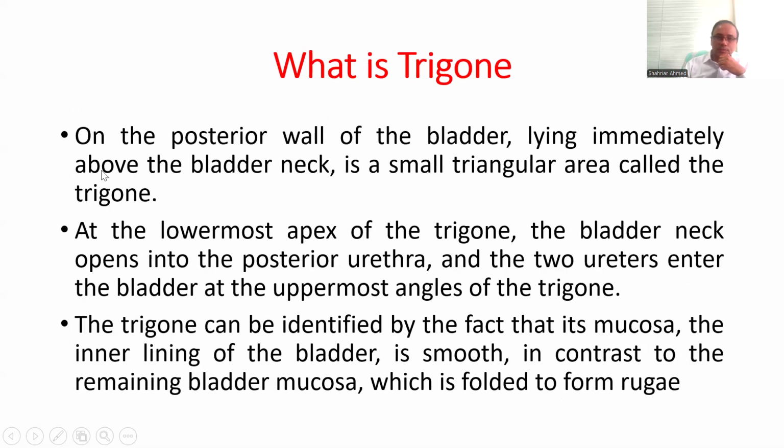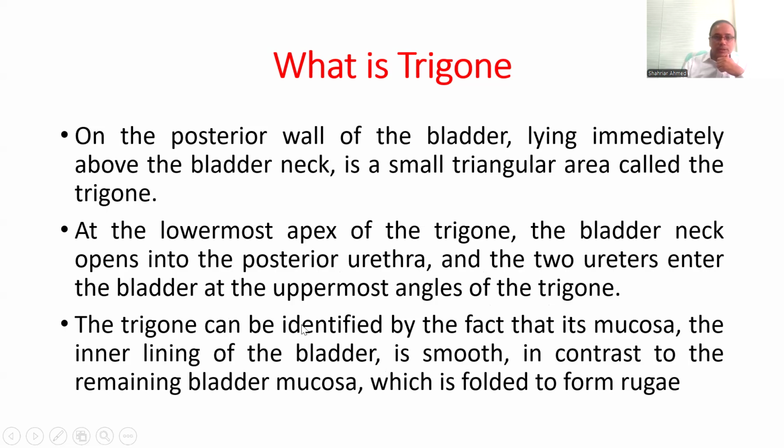What is the trigone? On the posterior wall of the bladder, lying immediately above the bladder neck, is a small triangular area called the trigone. At the lowermost apex of the trigone, the bladder neck opens into the posterior urethra, and the two ureters enter the bladder at the uppermost angles of the trigone. So the trigone is triangular in shape, the lowermost apex connected to the posterior urethra and the uppermost two angles connected with the two ureters.